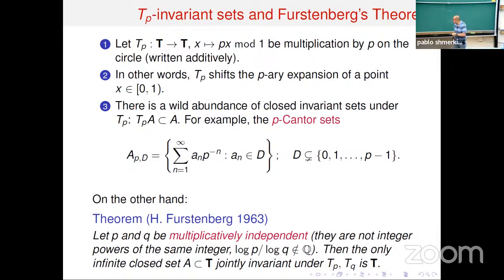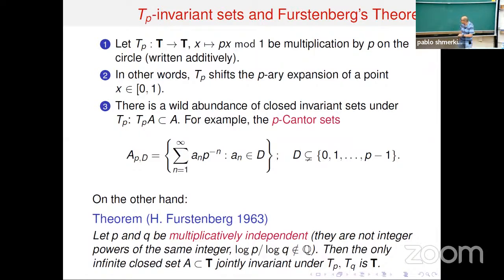And this is because 2 and 3 are not powers of a common integer, or equivalently, log 2 over log 3 is irrational. So I'm always going to assume this condition of not really being the same base whenever I talk about two different bases, p and q, and you can think of 2 and 3, just 2 and 3. Okay, so in this case, there are no non-trivial sets which are invariant under both these transformations at the same time.